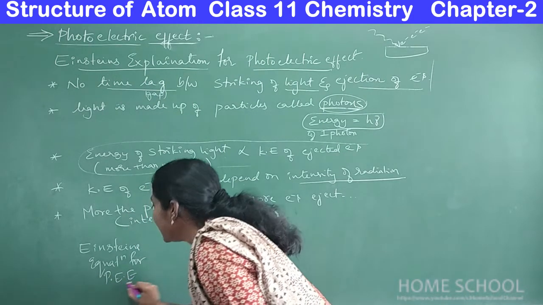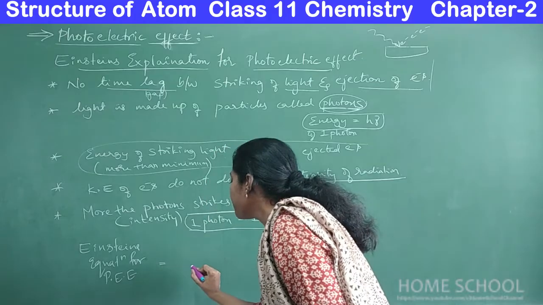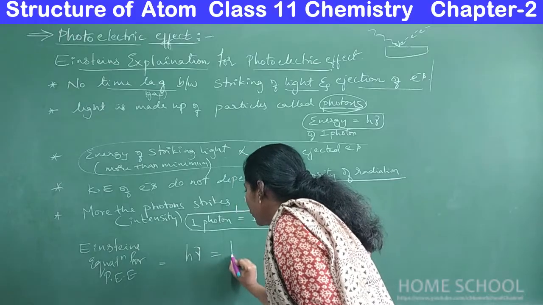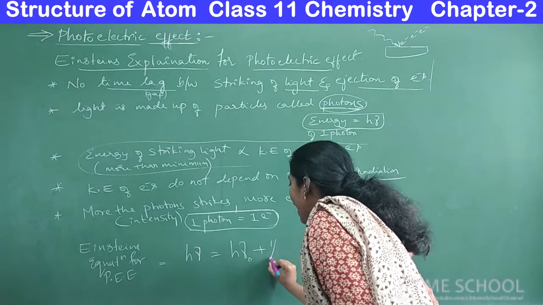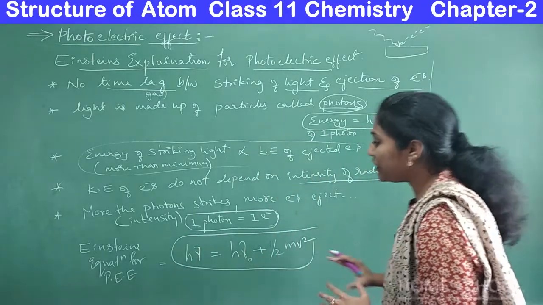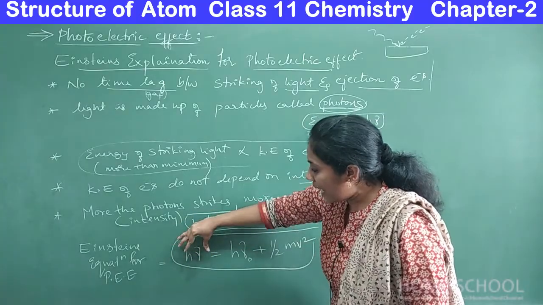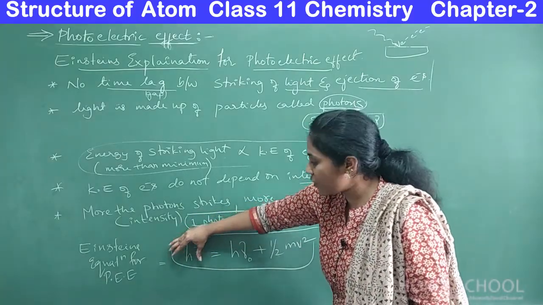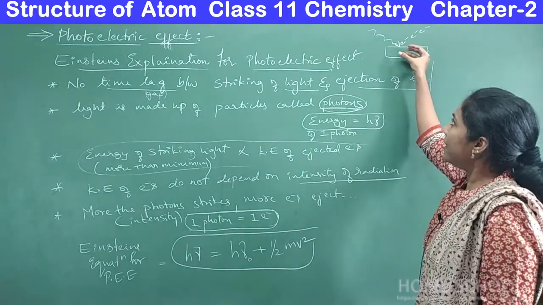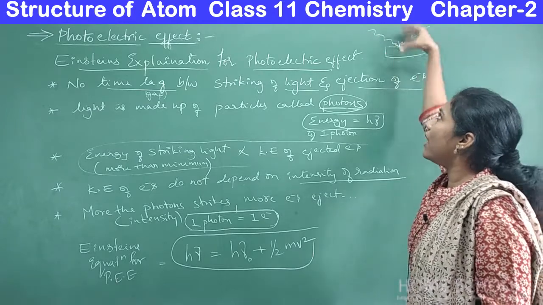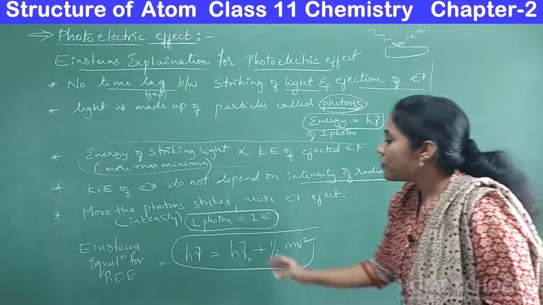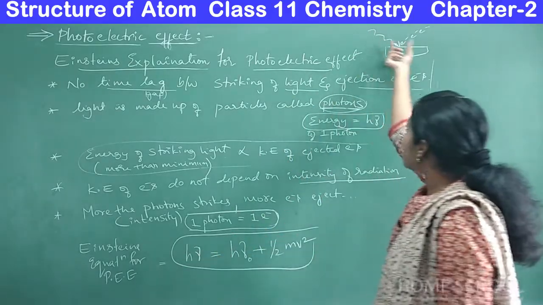photoelectric effect. PE means photoelectric effect: h nu is equal to h nu naught plus half mv square. Okay, so what do you mean by this? Imagine you have a certain energy for the radiation, the total energy of the radiation. Some minimum energy is necessary, and beyond that you have taken some extra energy, a much higher frequency than required. So this is the total energy of the striking radiation.